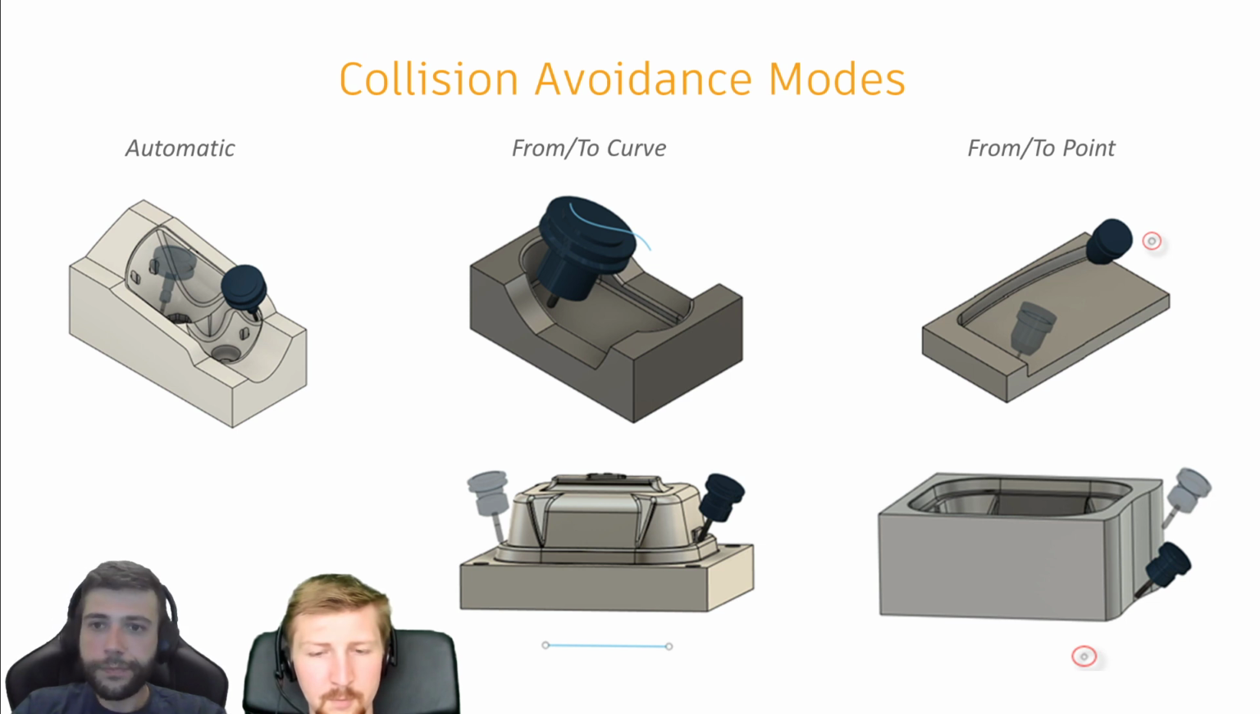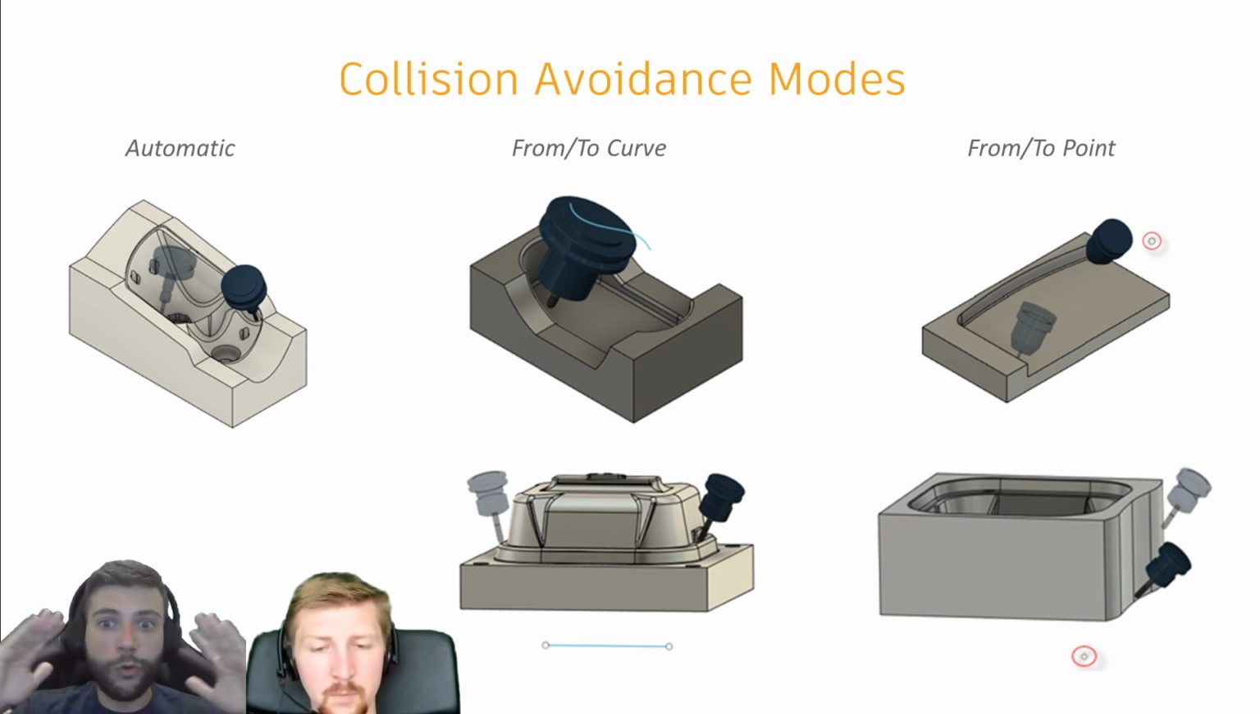Okay? So from and to curve and from and to point will also work quite well. Same concept as before. The difference between before and now is before, from and to curve and point were options with which the software would start the toolpath.